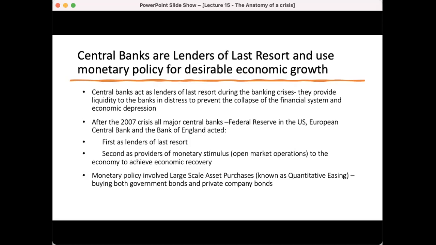Monetary policy, as part 2 of their toolkit, involved what's known as large-scale asset purchases, which became known as quantitative easing: buying both government and private company bonds, as well as other assets, but predominantly government and private company bonds.